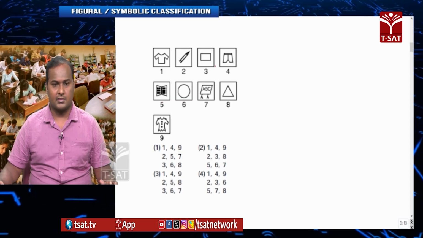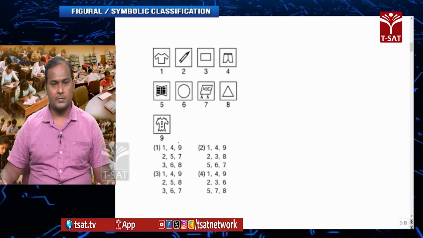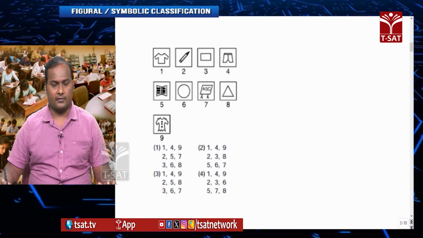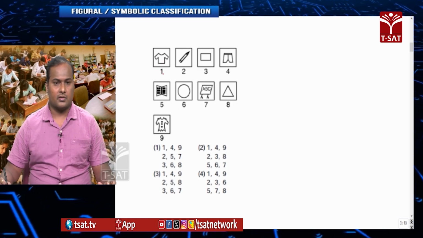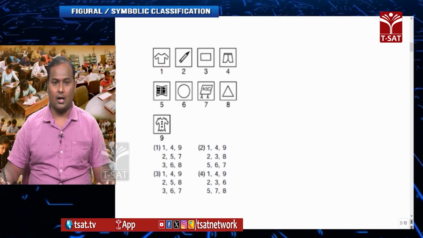So this is one more question. Here also 9 figures are given, and these 9 figures are classified into 3 groups. Now see the first figure. What can you observe in the first figure? In the first figure, I can observe something like a shirt or a garment.